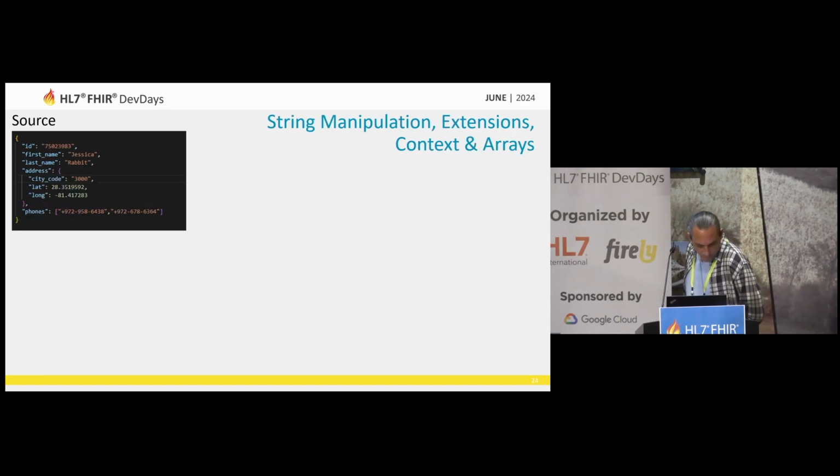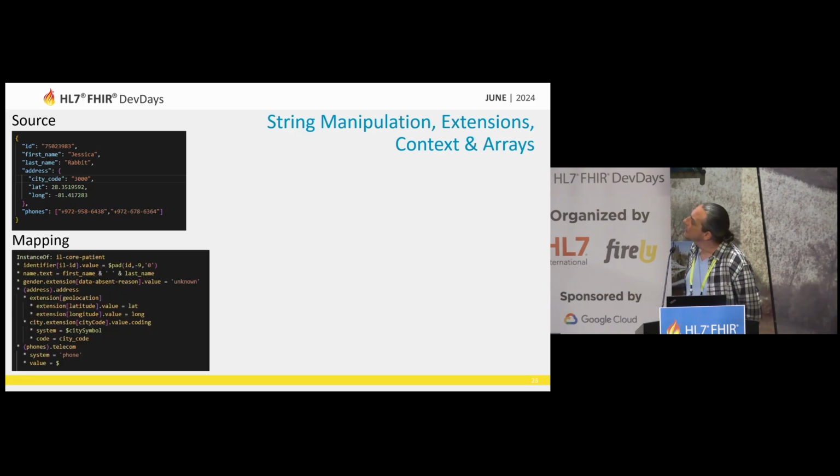Another source we have here. This is an example for string manipulations. So this time, this is an IL core patient profile. So I'm using the first row is a slice for the national identifier, and we need to pad that number with zeros, so you have the pad function. The name, I put concatenation here, example of concatenation of strings. On the gender, I put an extension. This is the syntax to put an extension. You don't need to worry about the URL. It's just the ID of the data absent reason.